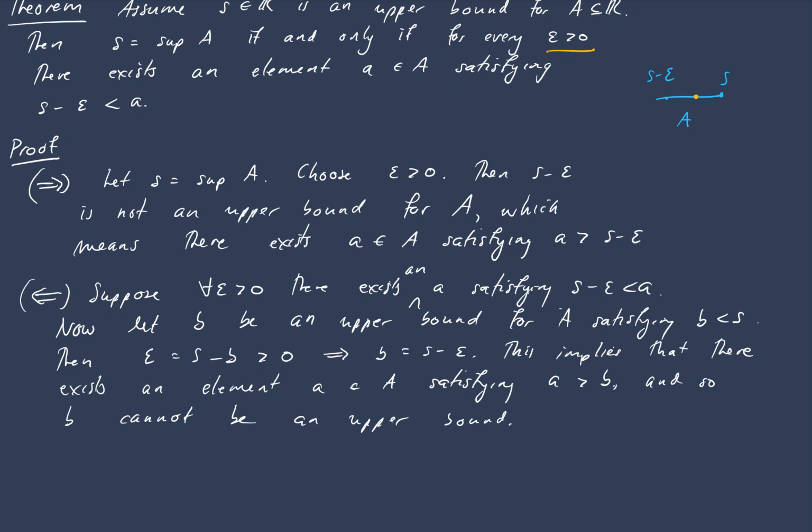Okay, so we assumed B was an upper bound less than S, and then we've demonstrated that it cannot actually be an upper bound. So hence our theorem is true, and hence S is the supremum of A. There is no upper bound that is less than S.